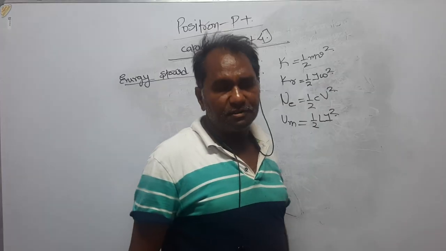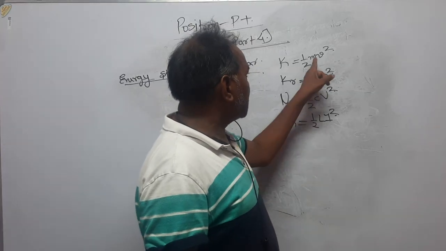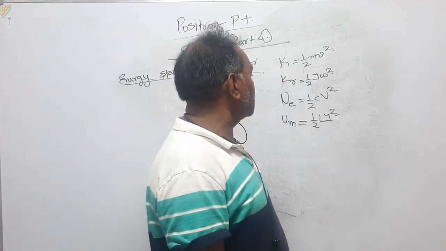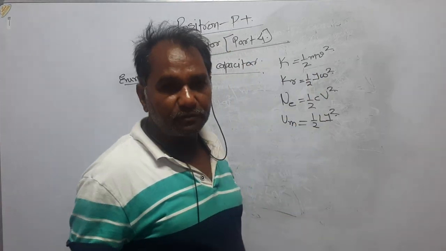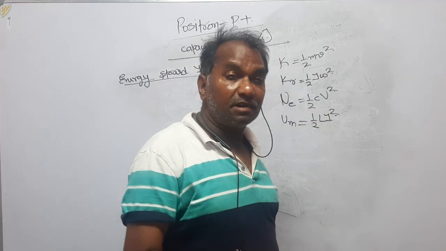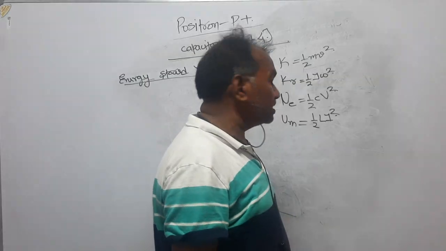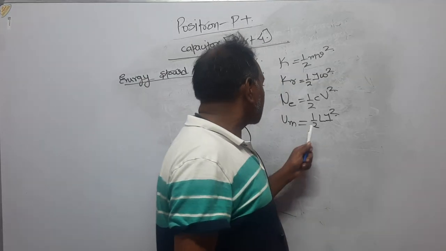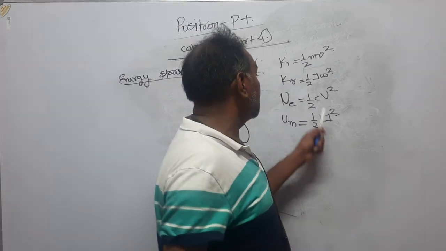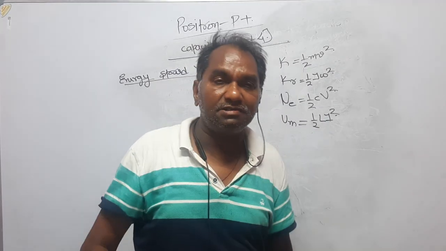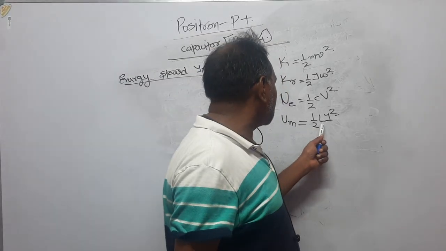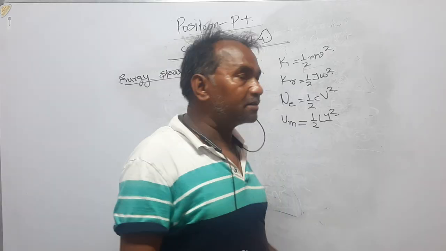Now let's compare the physical significance of all this. Whatever role is played by mass in linear motion, the same role is played by moment of inertia in rotational motion. The same role is played by capacitor in electricity, and the same role is played by the inductor in magnetism. You can say that capacitor is an electrical mass in electricity, whereas inductor is a magnetic mass.